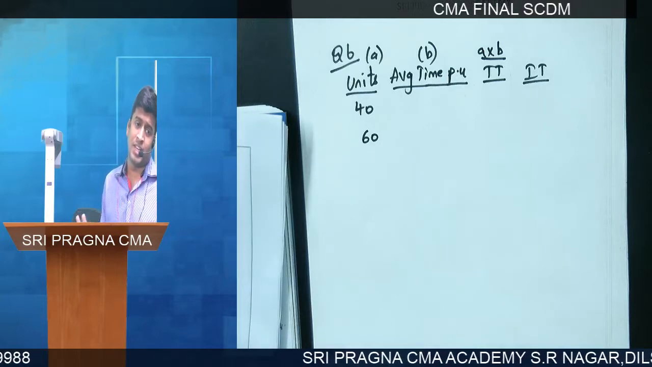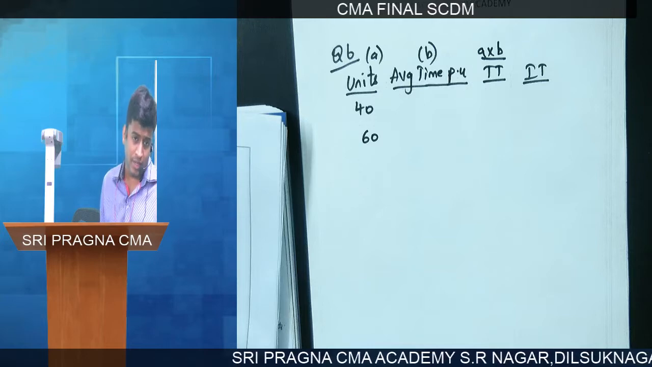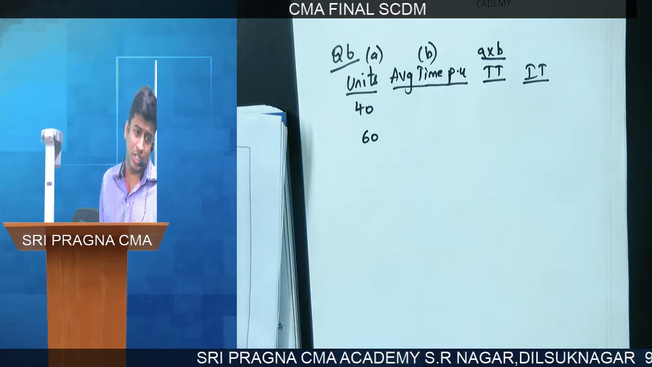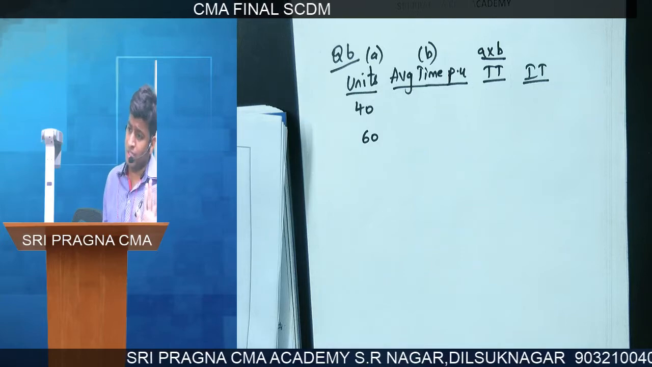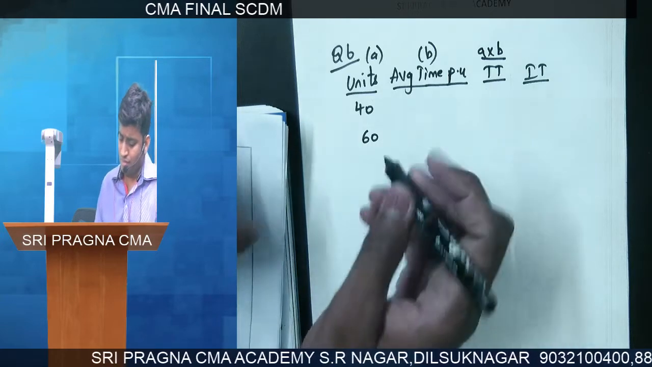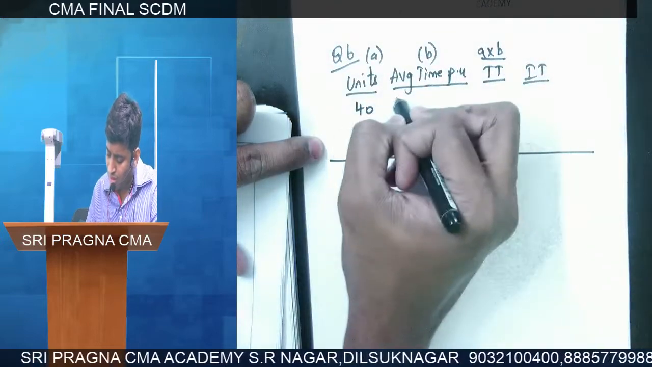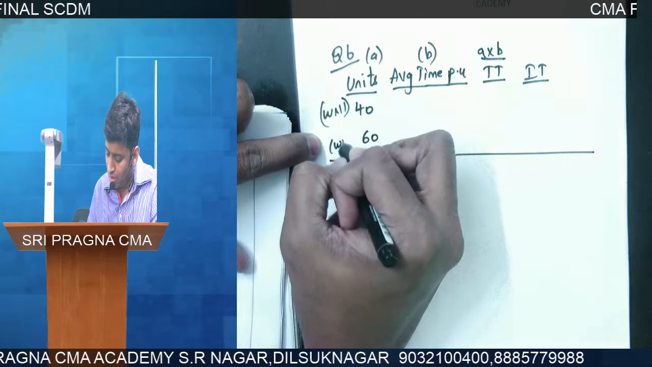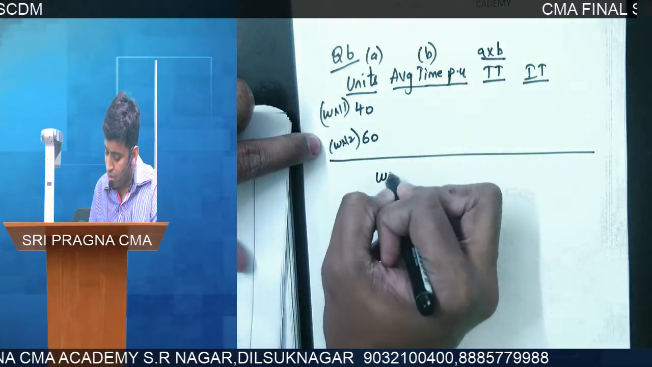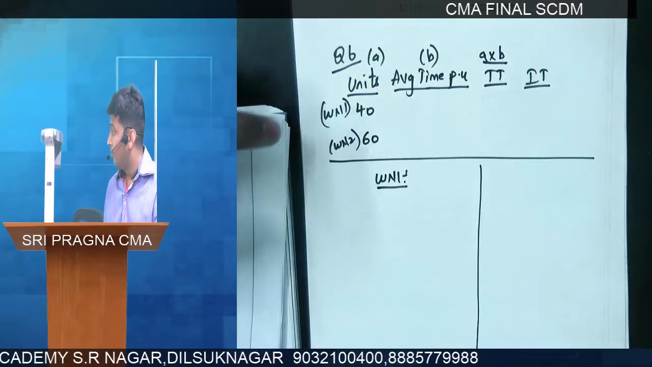Do you agree with this concept first? I'll calculate total time for 40, total time for 60. The difference will give me 41 to 60. Shall I start? Don't copy anything. This is working note 1, this is working note 2. Let me start with working note 1. Everyone on the screen. What is the formula?